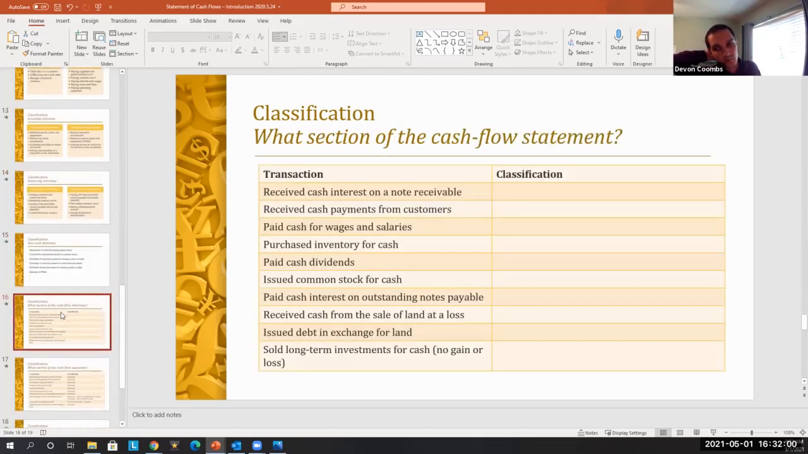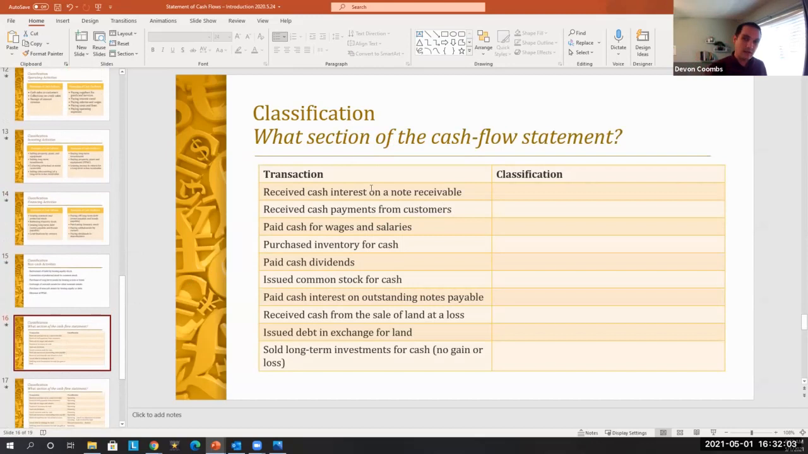So let's go through this practice, and let's just say it out loud for whoever has it. Where would this be classified? Received cash interest on a notes receivable. Operating activity. Operating, perfect. And why is it operating?